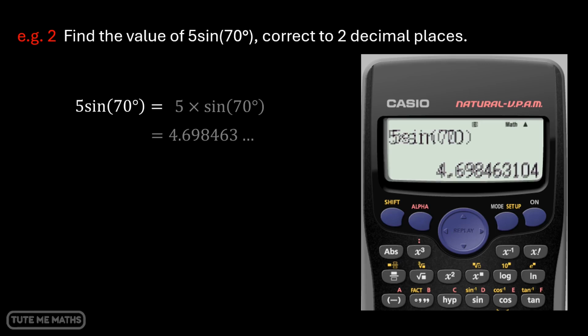5 sine 70 really means 5 times the sine of 70 degrees. So we can type it in with the multiplication sign, like this, if we prefer to do so. I have rounded the answer correct to 2 decimal places, as stated in the question.